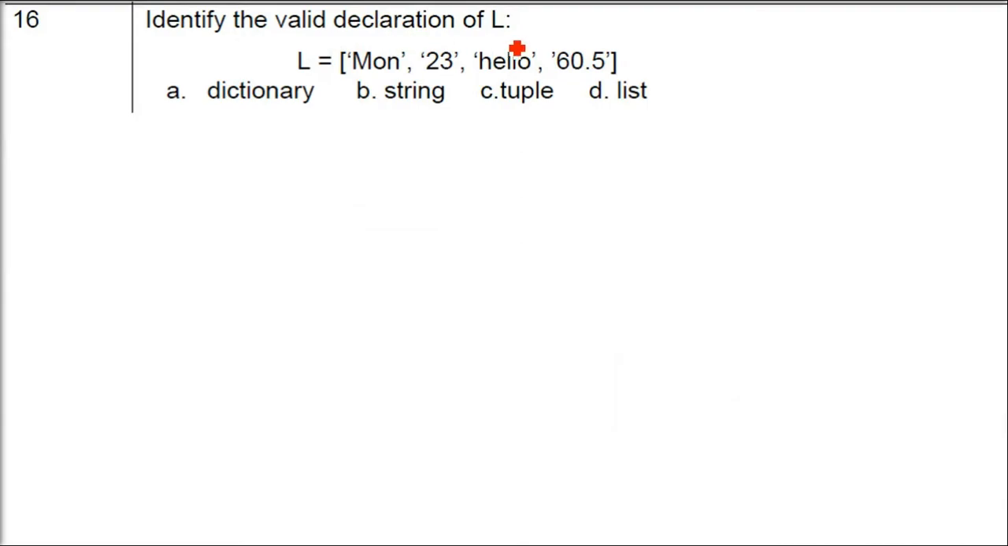Identify the valid declaration of L. Now these are square brackets, so it's clear that it's a list. Don't worry about dictionary, don't worry about string, because it looks like a string, like a tuple also, but square brackets mean list. So D is the correct answer of question number 16 of your sample question paper.